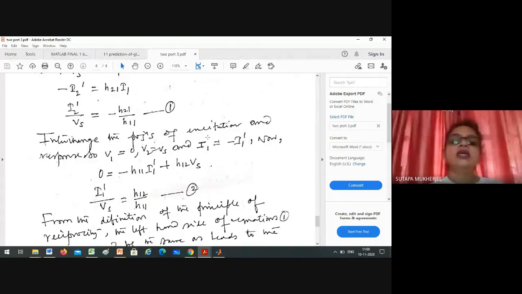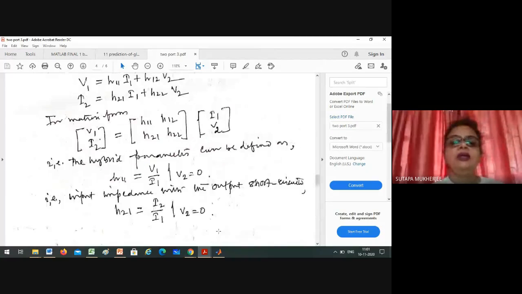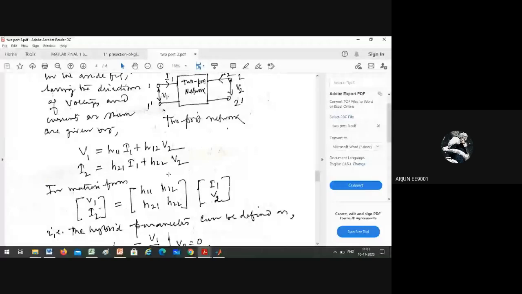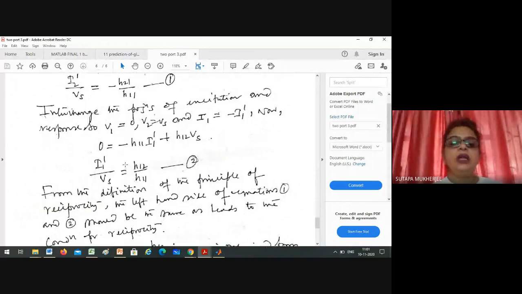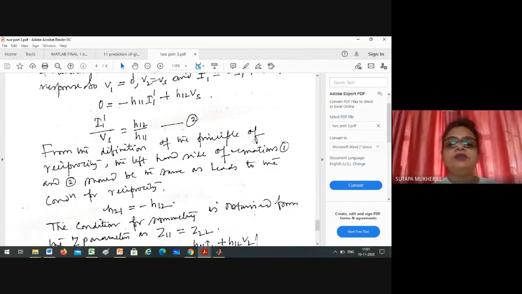Now interchange the position of excitation and response. When you change the position, V2 becomes Vs and V1 becomes 0. V1 equal to 0 means port 1 is short circuited, so I1 equal to minus I1 dash. Now if you put the value V1 equal to 0, you will get minus H11 I1 dash plus H12 Vs. These are being put into the equations. So I1 dash by Vs is equal to H12 by H11 from the definition of the principle of reciprocity.